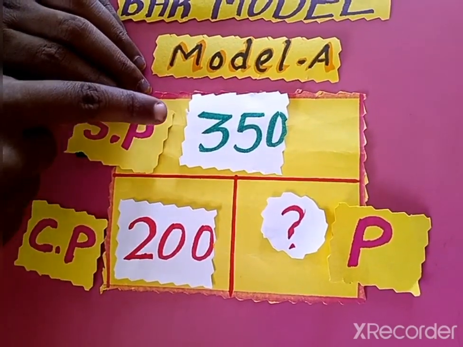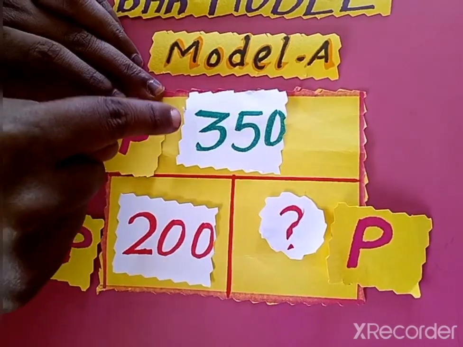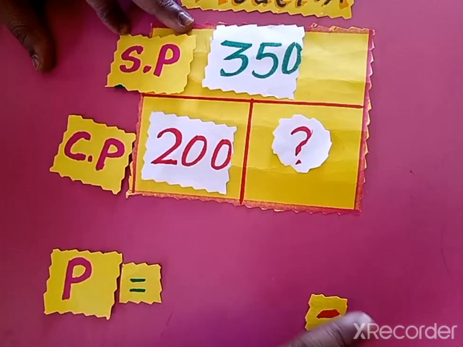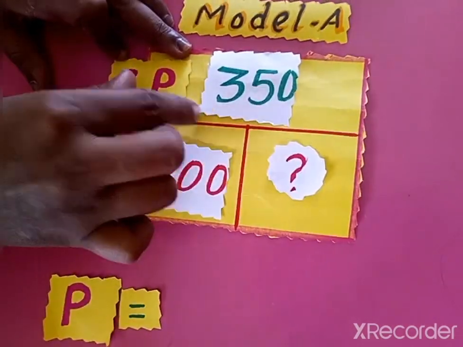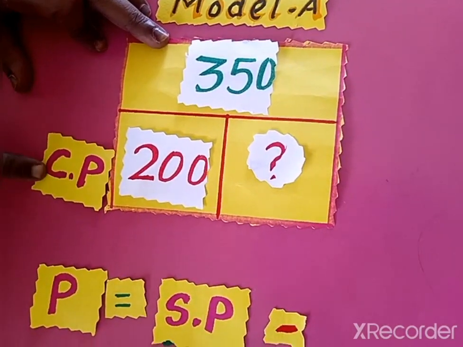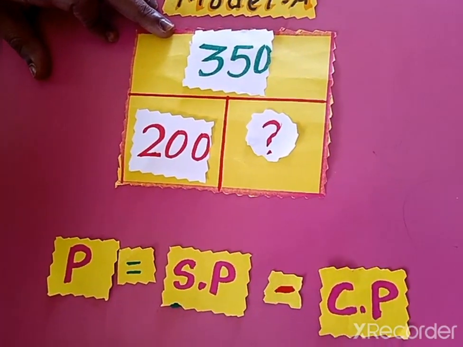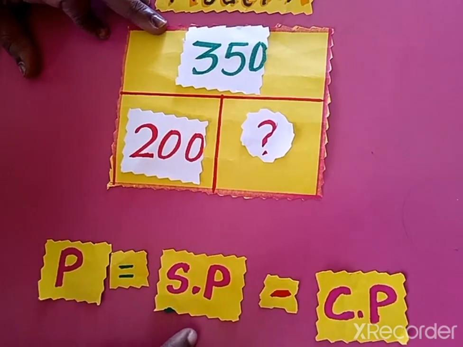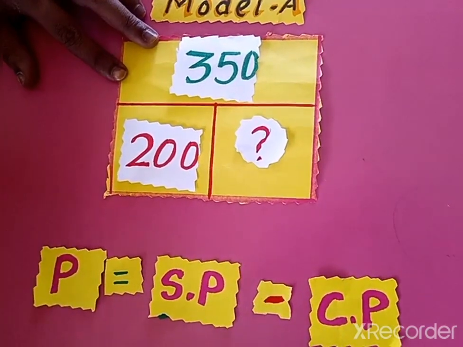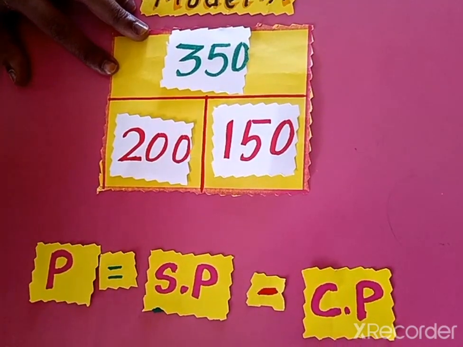So how will you get the profit? Imagine from this, from the total I need to minus one part. That is what we use in the bar model. So here what is my total? It is the selling price. So to find profit, P is equal to, from the total, that is selling price, minus one of the parts. What is that one of the parts? CP. So this is the equation to find the profit. This we have already learned, right? P is equal to selling price minus cost price. That means here 350 minus 200. What do you get? My answer will be 150. Clear?